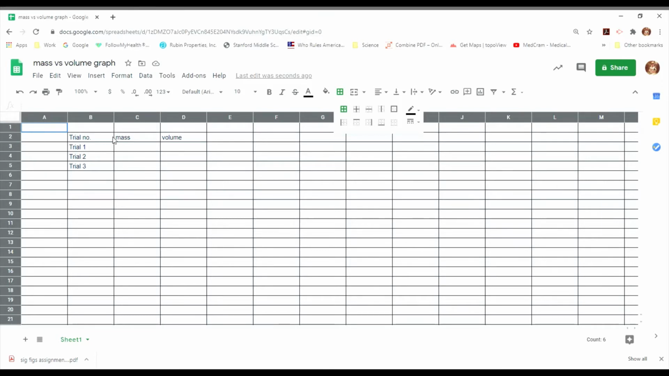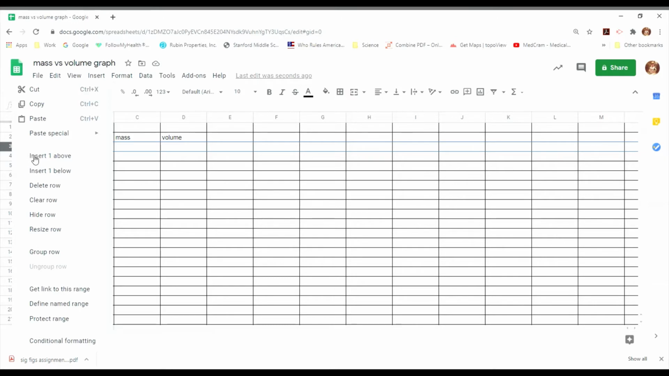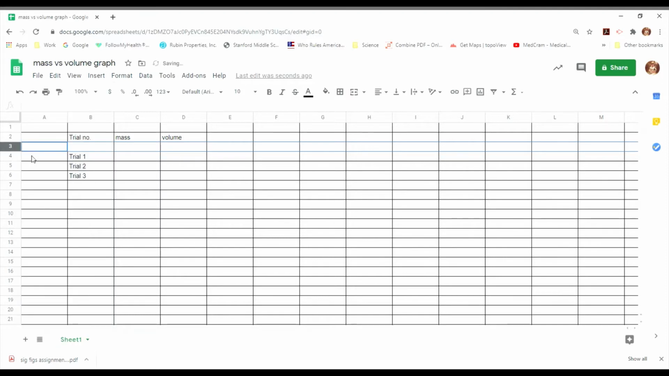All right, so I'm going to put in not only mass and volume, but I want to put that there are specific units for mass and volume. So I have no space here. One thing I could do is move the trial numbers down, or what I could do is insert a row. If I click on 3, then right click, it says insert one above, insert one below. You can insert a row, basically. And that's what I did, I inserted a row above where I had clicked. Now it added this extra row.